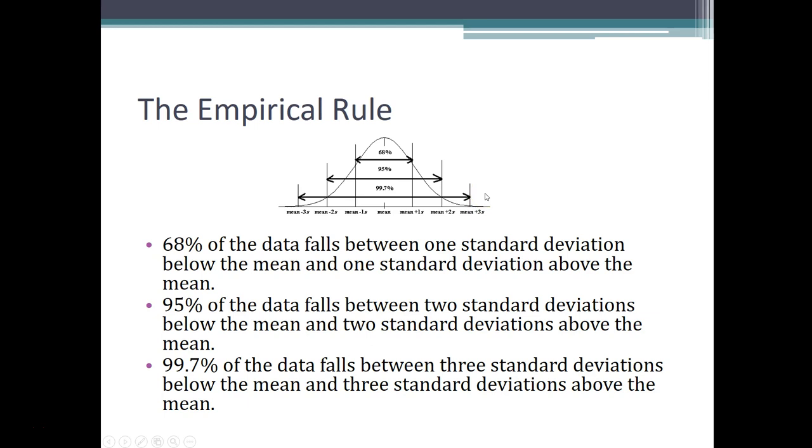All right, so memorize that. Know that rule, because that's basically how you'll be tested on it. Like knowing what percent of the data falls 1 standard deviation above and below, what percent falls 2 standard deviations, what percent falls 3 standard deviations. Just know that the 68, 95, and 99.7 is the empirical rule.